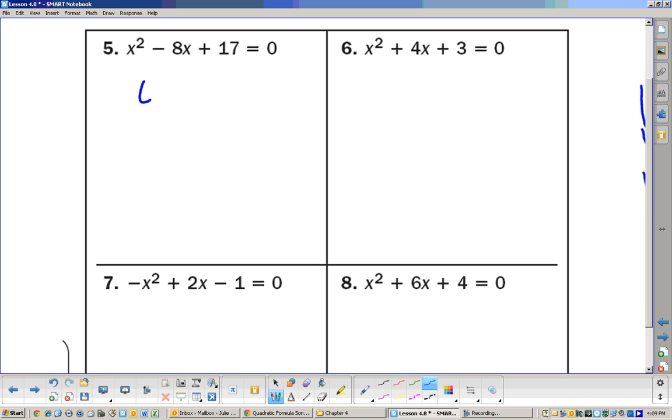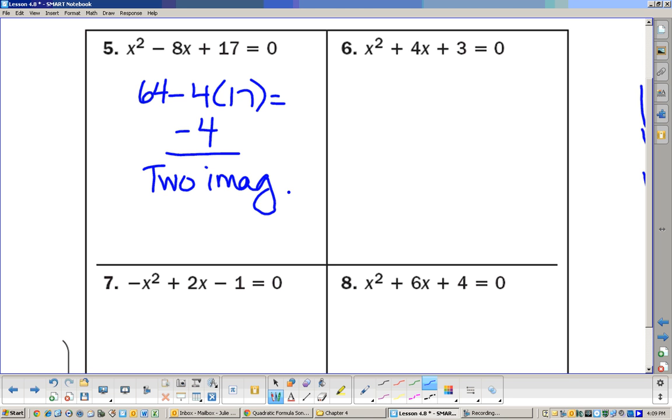All right, b squared is going to be 64 minus 4 times ac, which is 17. So 64 minus 4 times 17, and we get negative 4. So the discriminant is negative 4. The solutions are 2 imaginary. The discriminant is negative 4. It's a single number answer, and that's what I'm going to ask for on the test. So don't tell me 64 minus 4 times 17 and all this other stuff. The discriminant is negative 4.